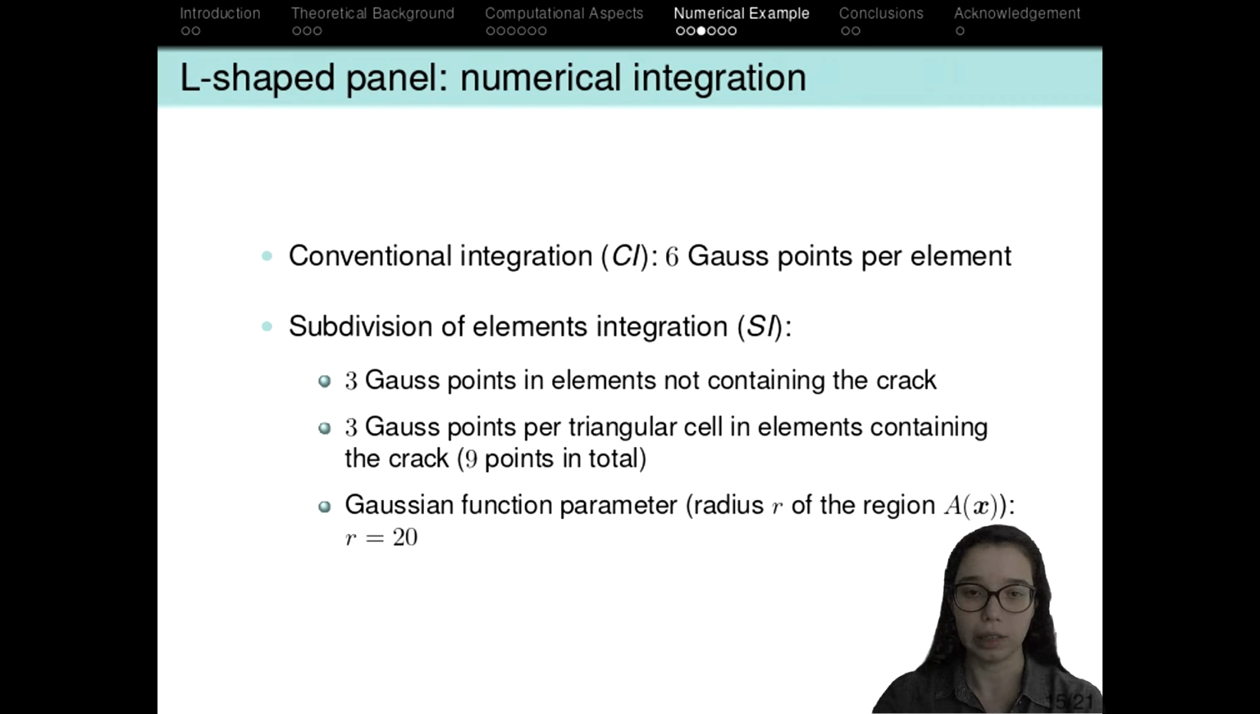Well, in terms of numerical integration, for the conventional one, here mentioned as CI, we adopted 6 Gauss points per element, and for the subdivision of elements, here mentioned as SI, we adopted 3 Gauss points in elements not containing the crack, and 3 Gauss points per triangular cell in elements containing the crack, therefore 9 points in total. For the Gaussian function parameter, the radius r of the region A, this parameter is equal to 20 in this case.